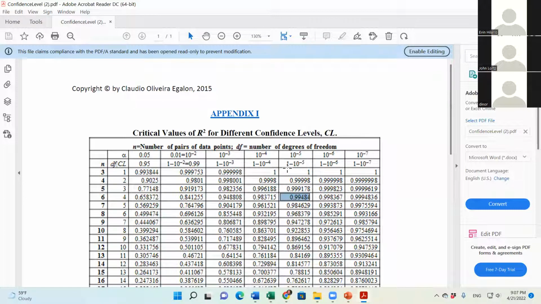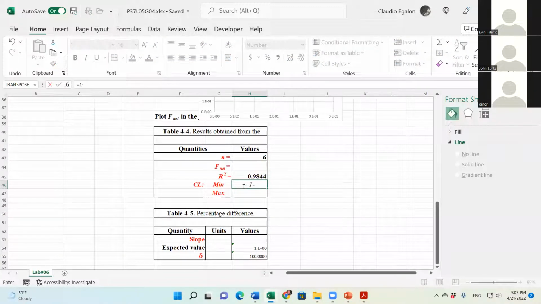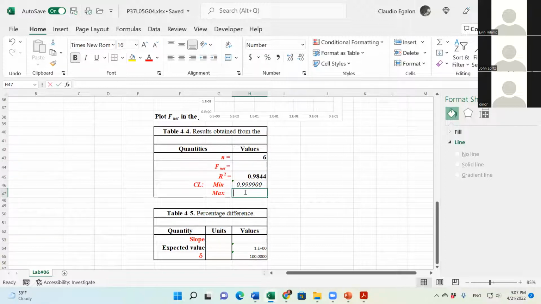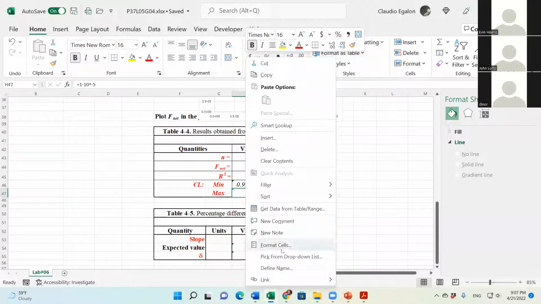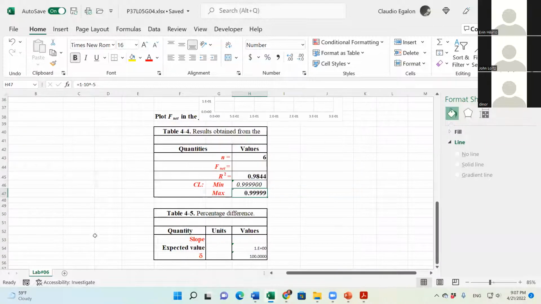When you put it in Excel, don't forget to put the equal sign. Equal 1 minus 10 to minus 4. Here you go. Equal 1 minus 10 to minus 5. It's showing only the number 1 there because I don't have enough decimal places. Format. Here you go. Now we have it.